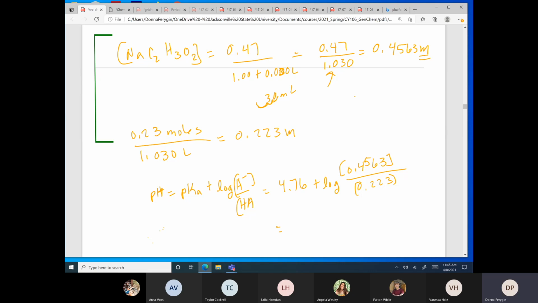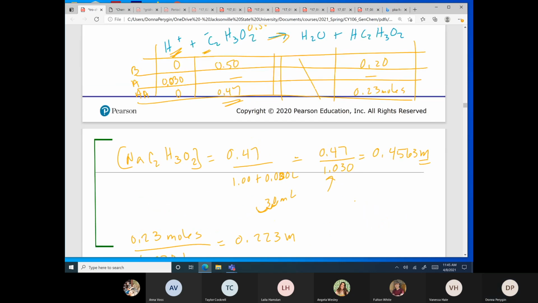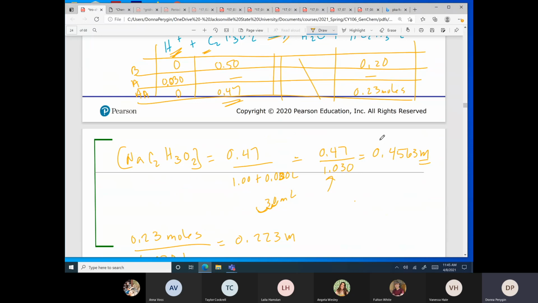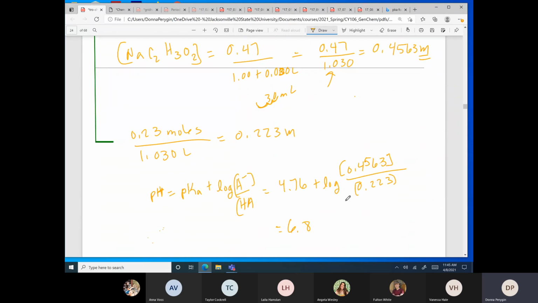Did I get that backwards? So I'm getting 6.8, and that's not right. So A minus is 0.47, that's the 0.5, 0.23, all right, log 0.4563 divided by 0.223. So take the, oh, okay, I didn't do that. Plus 4.76 equals, so I still got 5.07.